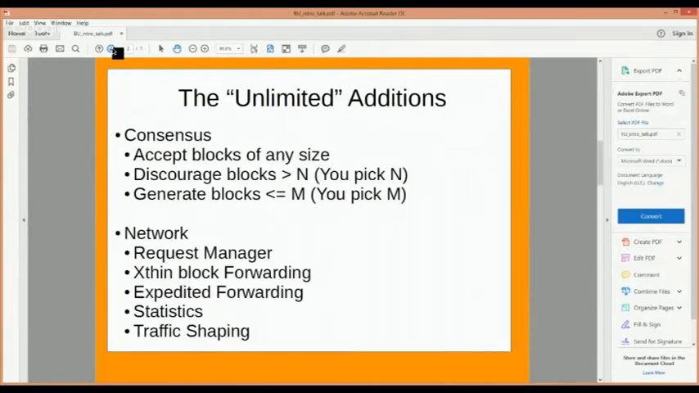So this is what the Unlimited client has on top of Bitcoin Core. In the consensus area, Bitcoin Unlimited will accept blocks of any size, but it will essentially discourage blocks that are greater than size n. And the way it discourages them is it won't relay them until that block is part of a chain, basically part of the blockchain, right?